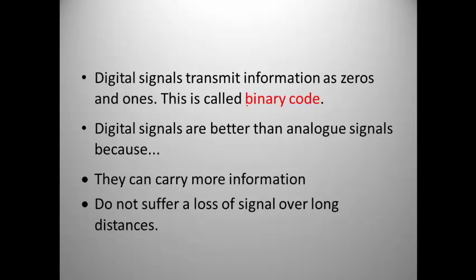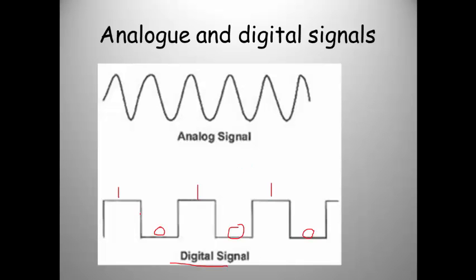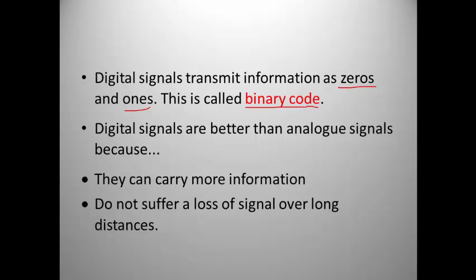Now that digital code is called binary code, and it's transmitted as 0s and 1s. You need to know, if it talks about 0s and 1s or shows you a wave like this, it's called binary code. Binary meaning numbers, so it's 0s and 1s. Digital signals are better than analog signals. Why? Because they can carry more information.